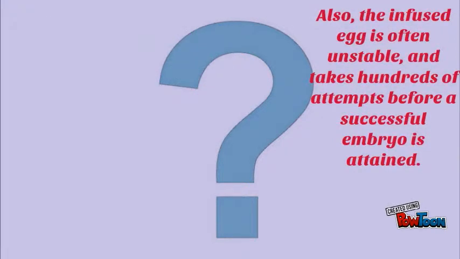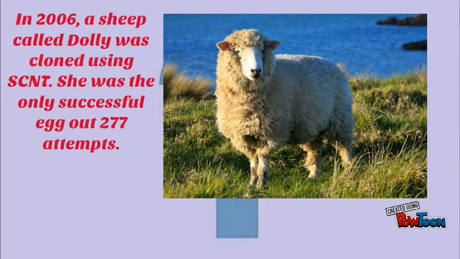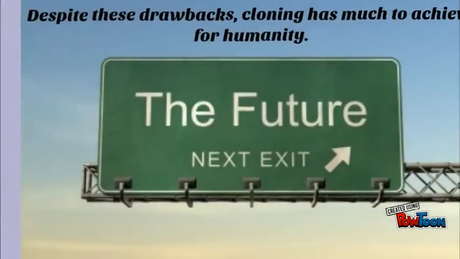Also, the infused egg is often unstable and takes hundreds of attempts before a successful embryo is obtained. In 2006, a sheep called Dolly was cloned using SCNT. She was the only successful egg out of 277 attempts.